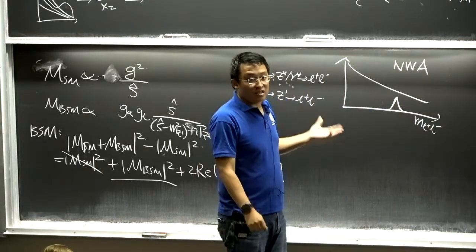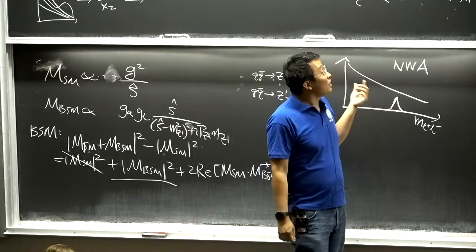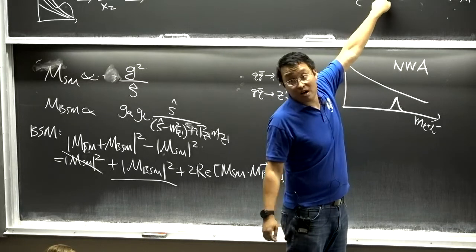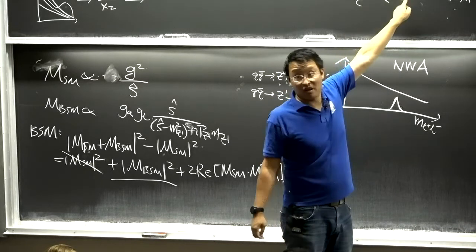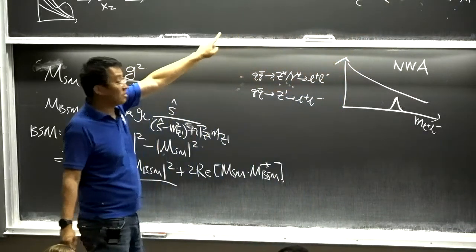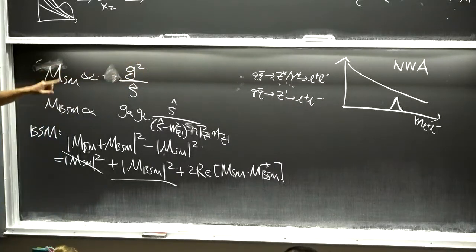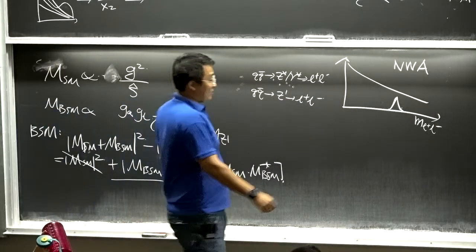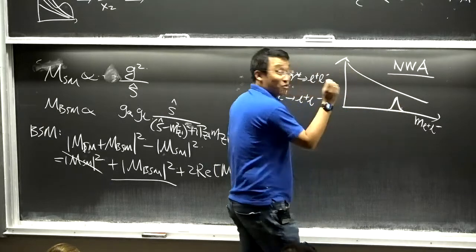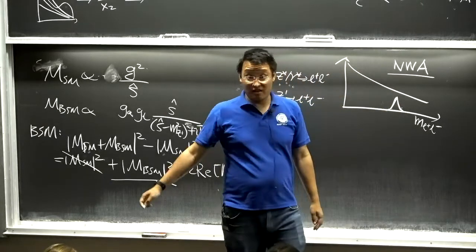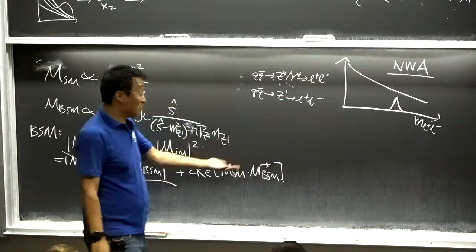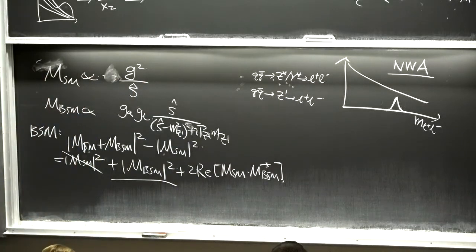So we made a narrow width approximation. Even when I write down my signal as cross-section times BR, there's a small error I'm making due to this approximation. But that's what we do when we think about things this way. That's what we did for the Higgs, for the Z, and for many other particles.